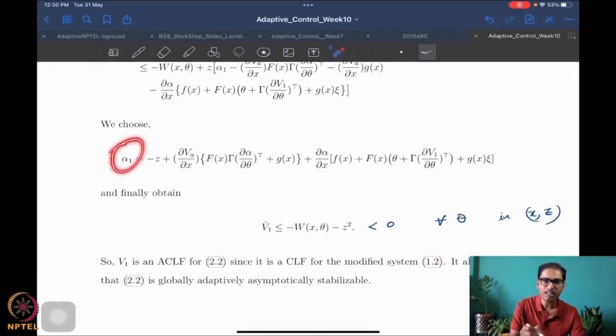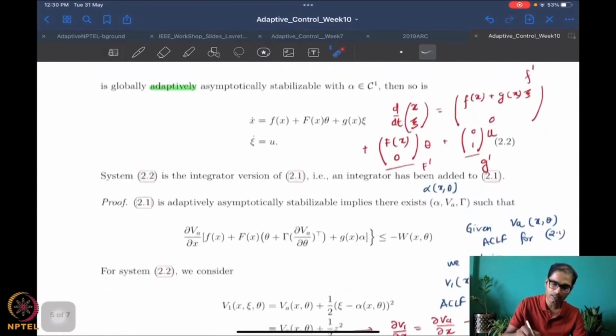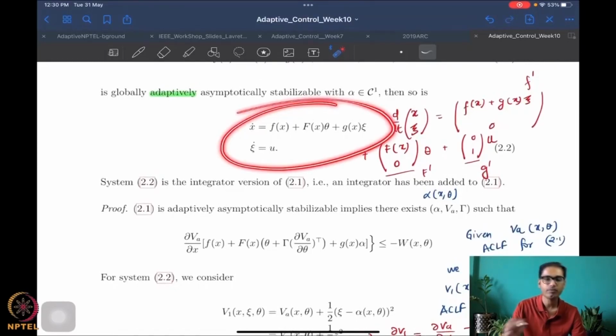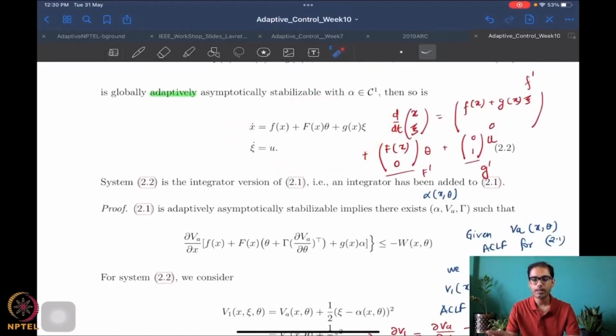So if you could choose alpha 1, when you take an infimum over all possible u, that is necessarily not larger than this at least. And therefore you have that V1 is a CLF for this modified system. And if V1 is a CLF for the modified system, it means it's an ACLF for the original system. And what was the original system? The original system was this guy.